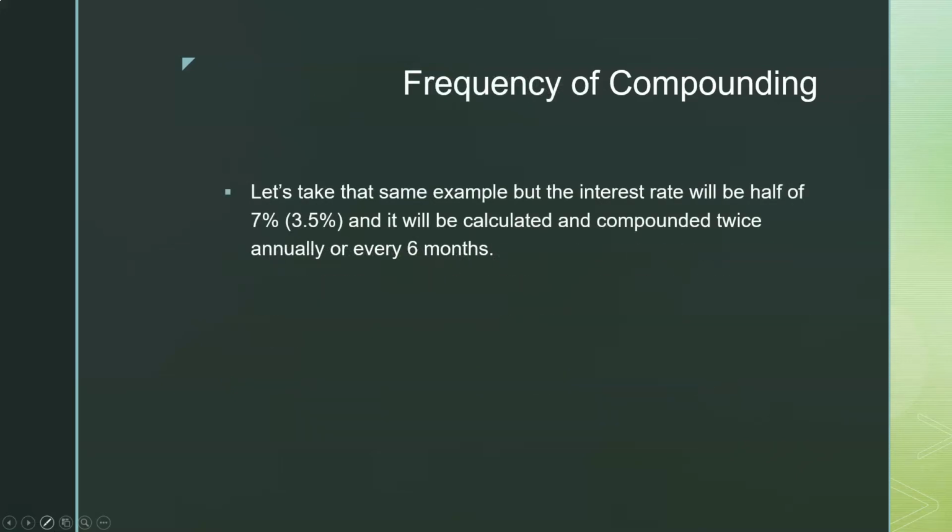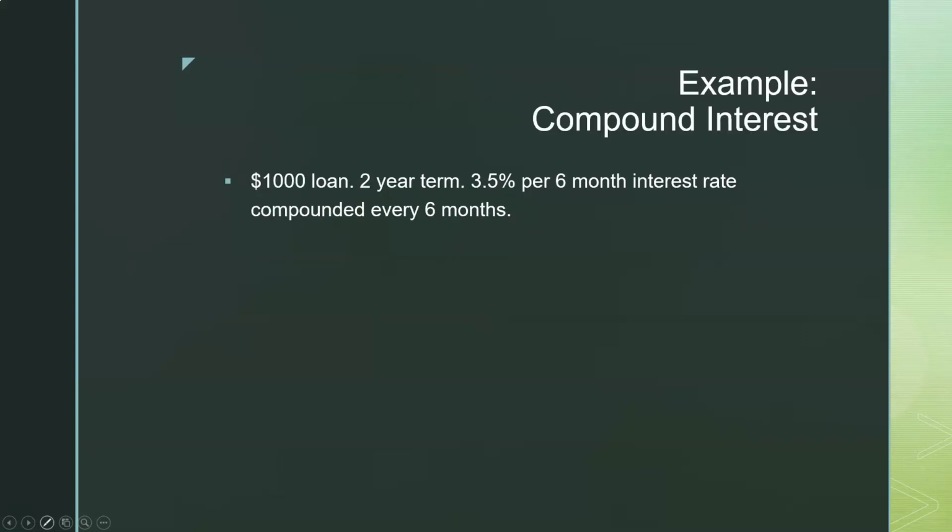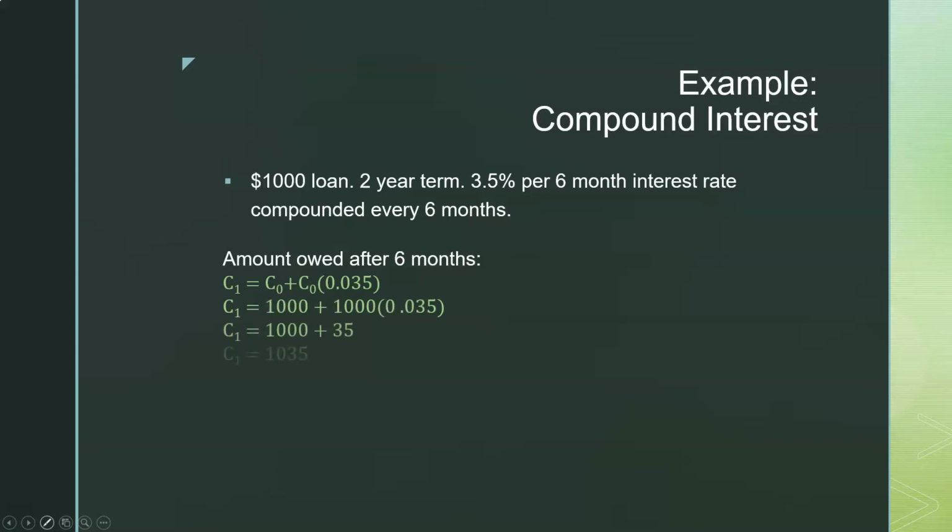Let's take that same example, but the interest rate will be half of 7%, 3.5%, and it'll be calculated and compounded twice annually, or every 6 months. So a $1,000 loan, a 2-year term, 3.5% per 6 months, compounded every 6 months. So the amount owed after 6 months, we take that same formula, C1 is equal to the initial C0 plus C0 times 0.035, and we multiply that out, and we end up at 1035.